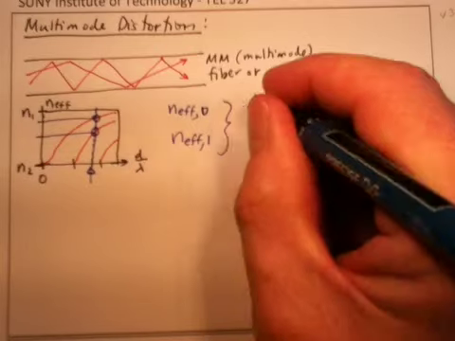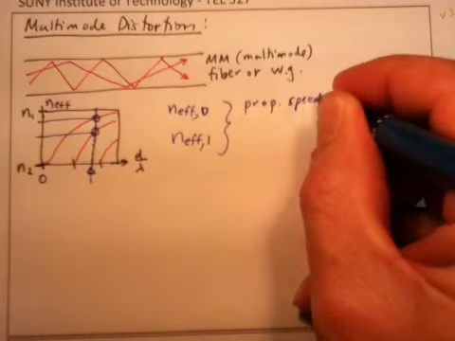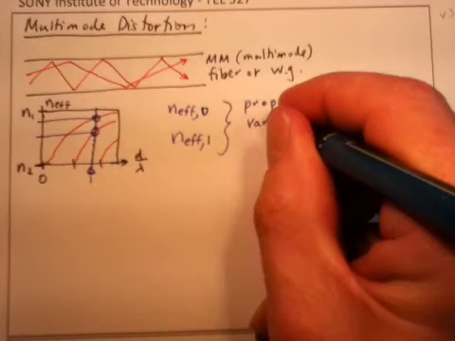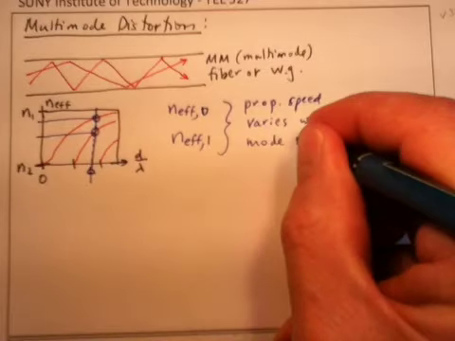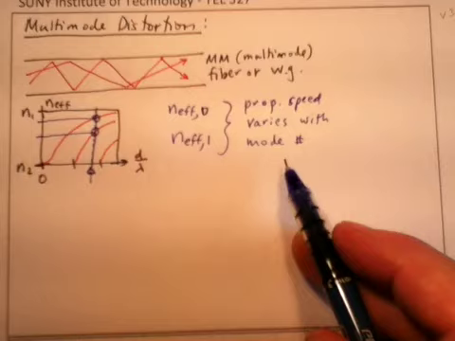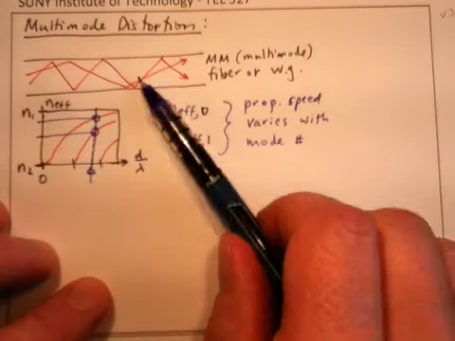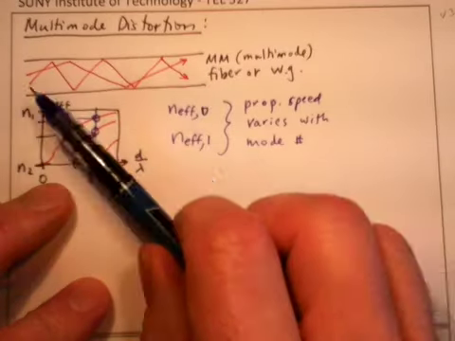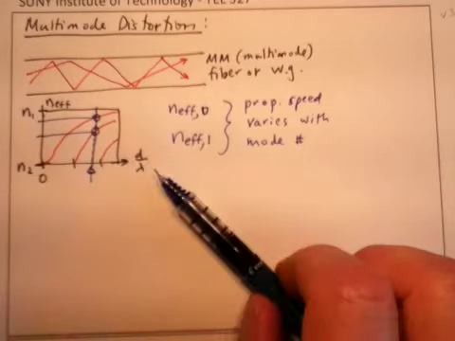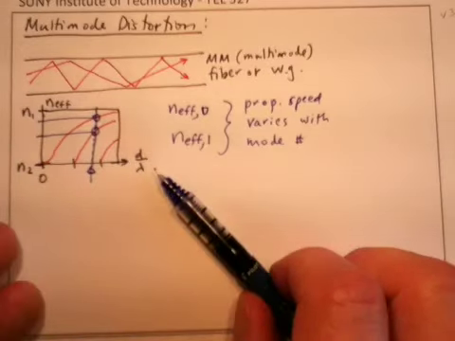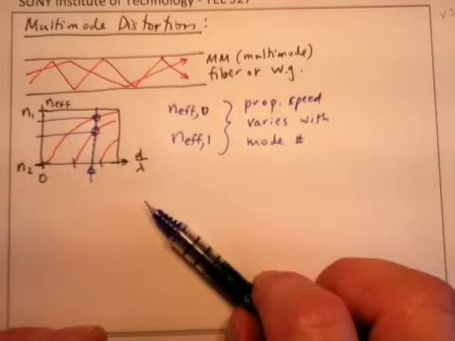And so the propagation speed varies with the mode number. And what that means is that even without a delta lambda, even if we did have perfectly monochromatic light somehow occupying these modes, they would go at different speeds. So it turns out that to calculate the pulse spreading, in this case, all we have to do is consider calculating the differential arrival time.